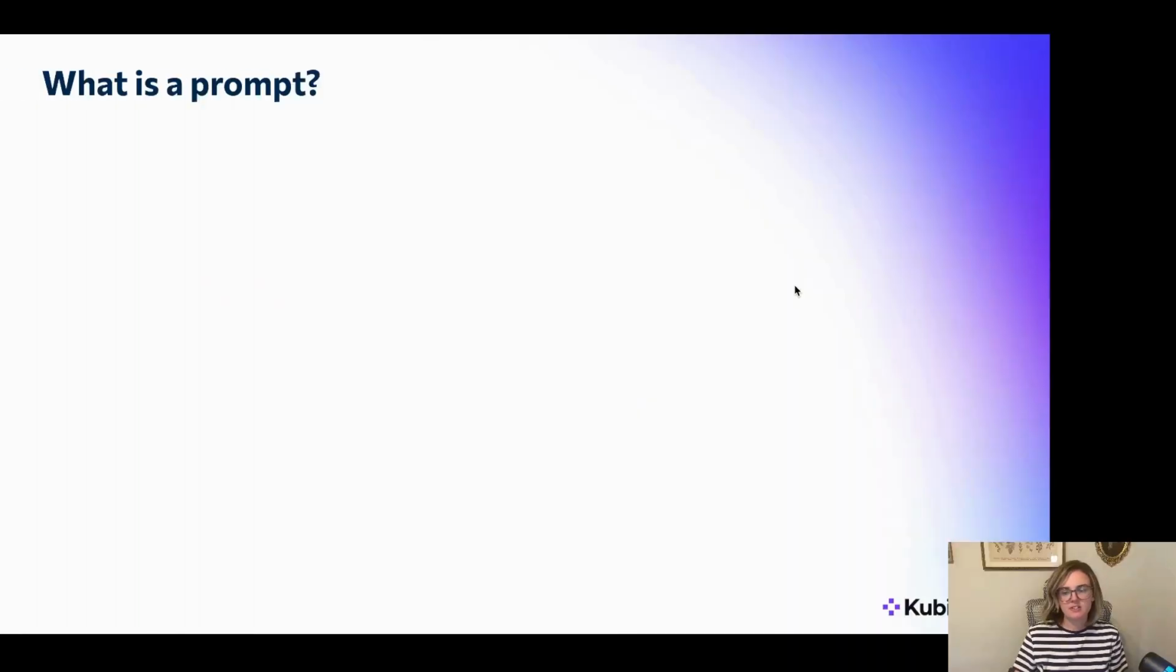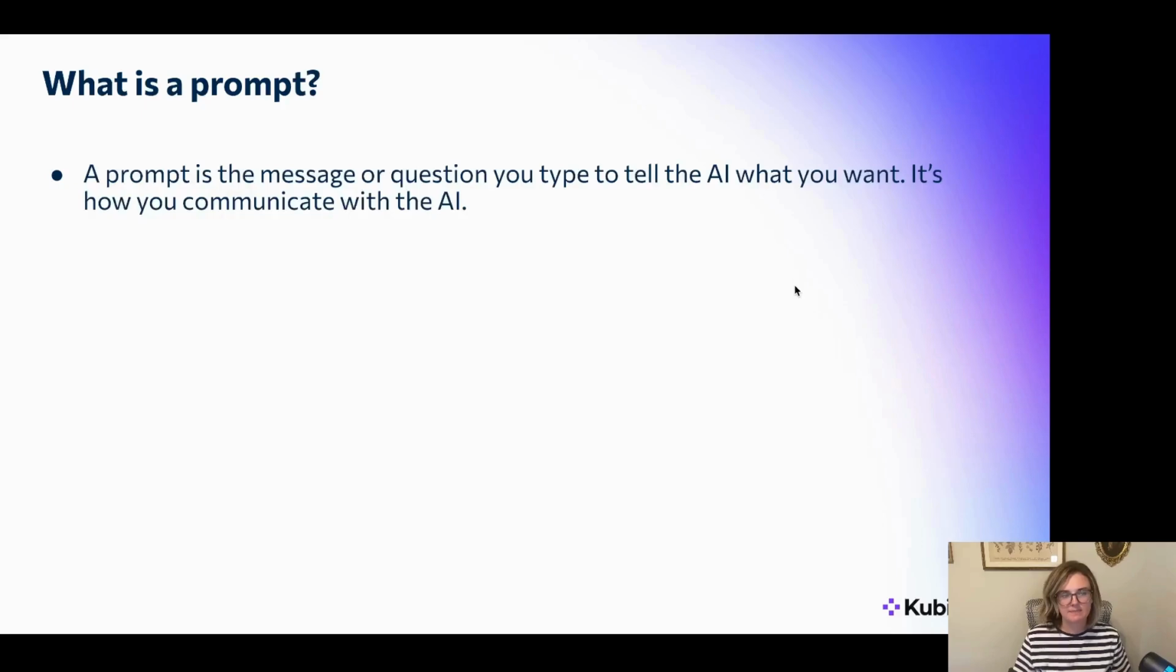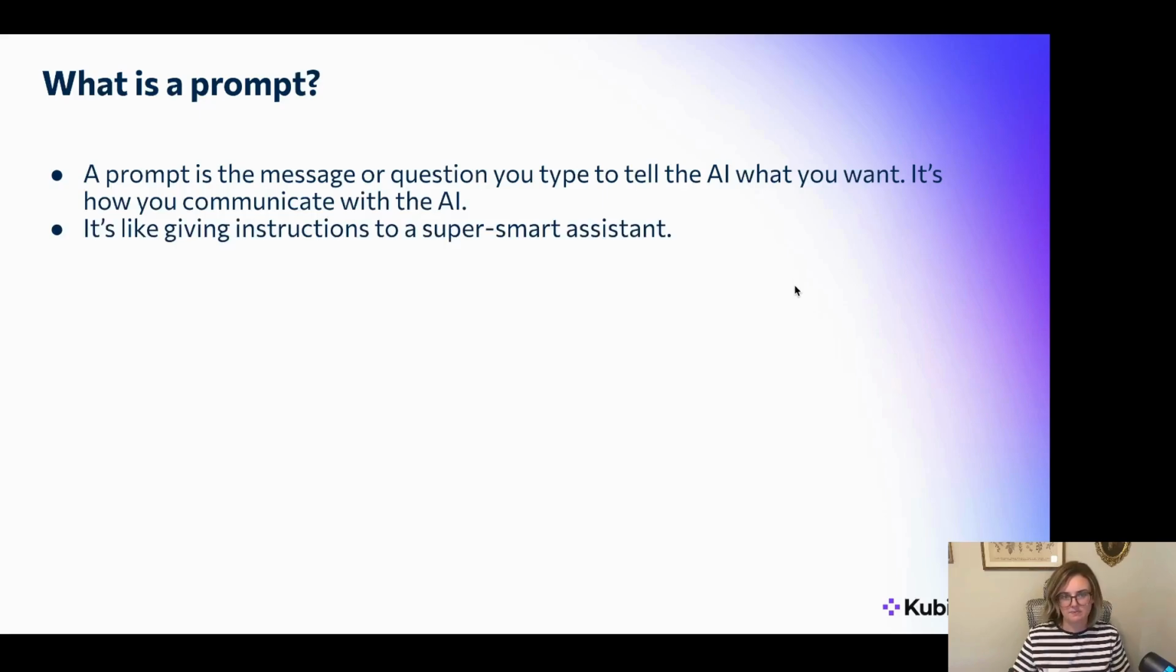First, let's set our basics and make sure we all understand what exactly a prompt is. It's really just the message or the question that you type to the AI, telling it what you want it to do. It's basically how you communicate with it. While we use the term natural language, there still needs to be some structure and some format to how you ask these questions to get the best possible answer.